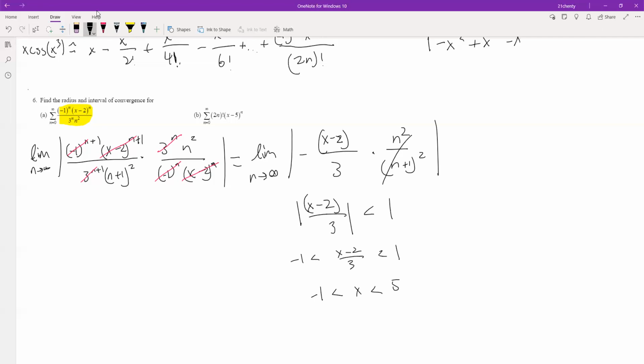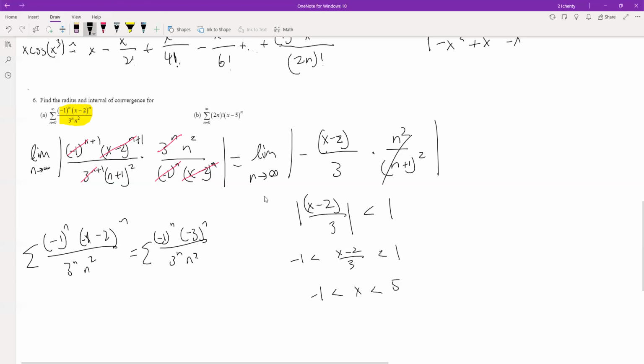And then for the interval of convergence, we have to test the endpoints now to see if x can be at the endpoints. So if we plug in negative 1 to start, we get this sum, negative 1 minus 2 to the n over 3 to the n times n squared. And so this becomes negative 3 to the n over 3 to the n squared.